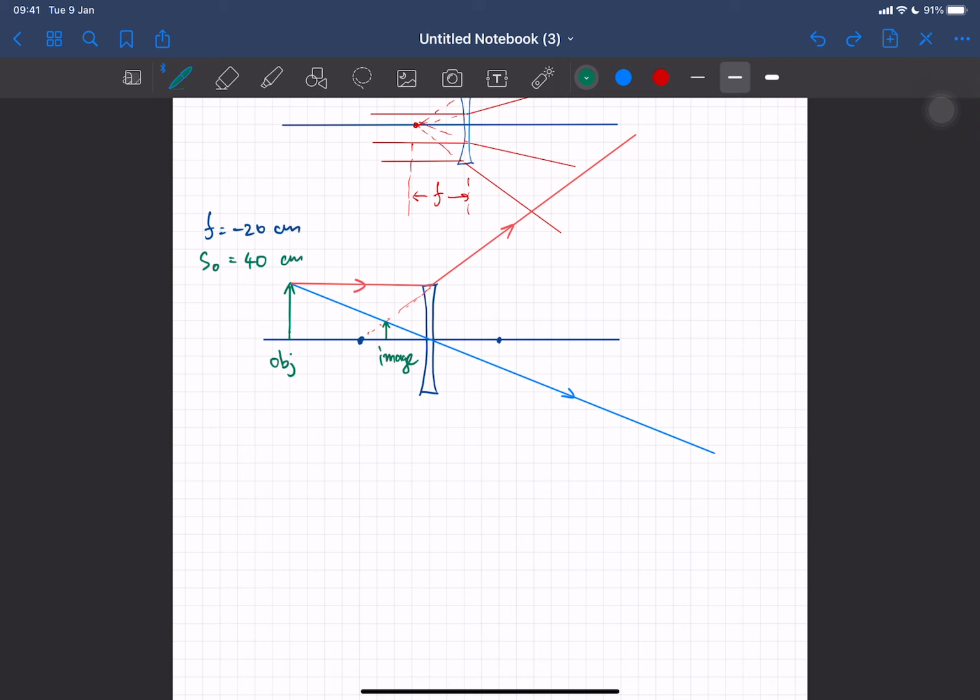So let's calculate using the lens equation to see if this makes sense. The lens equation for a diverging lens works the same way as for the converging lens, except you put the focal length as a negative number. So 1/f = 1/SO + 1/SI. 1/f is 1 over minus 20, so it's minus 1/20 equal to 1/40 plus 1/SI. If you calculate this, you get SI to be minus 13.3 centimeters.